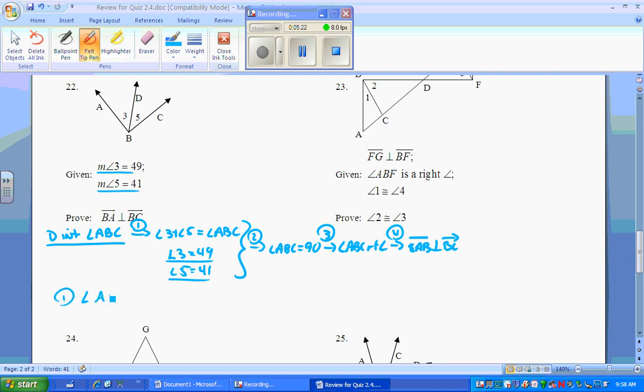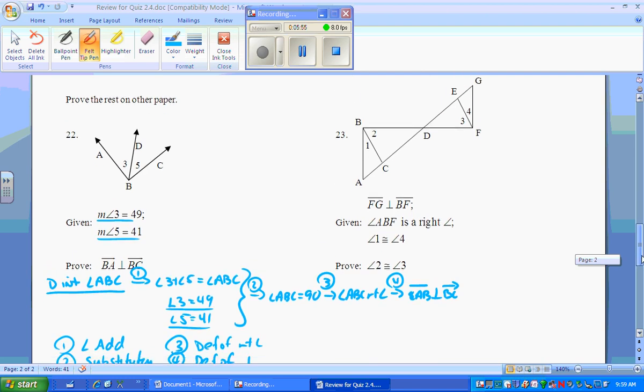Reasons: 1, you have angle addition because you went from the interior. 2, you did substitution. 3, definition of right angle. And 4, definition of perpendicular. So if you see one of these on your test where you have numbers for certain things, you know you're using angle addition, and you're going to have to use the substitution idea right after. So that's your idea. That's what you have to do for that question.